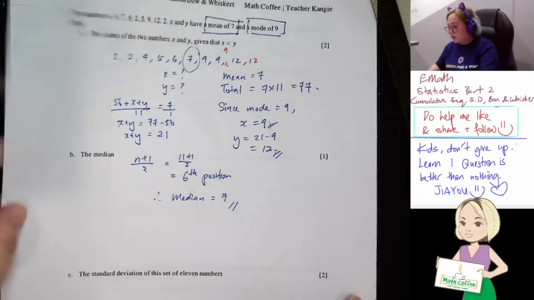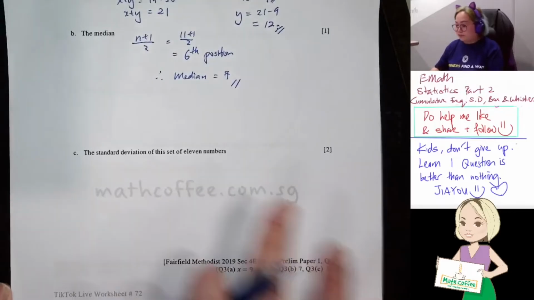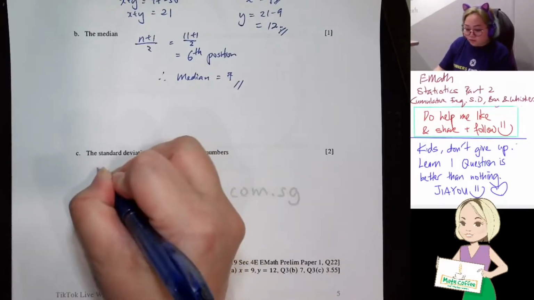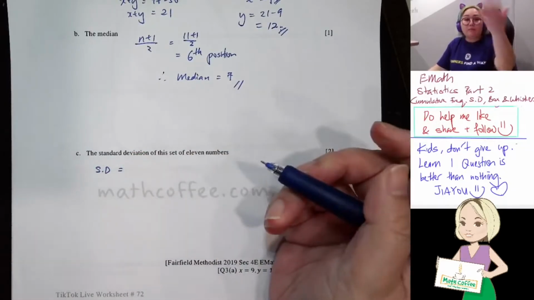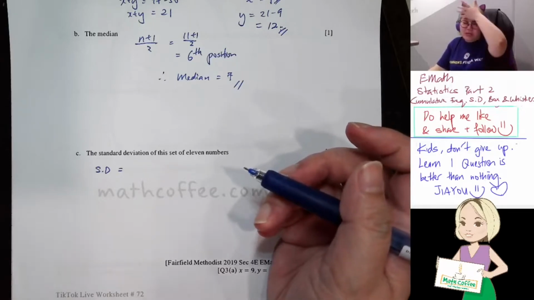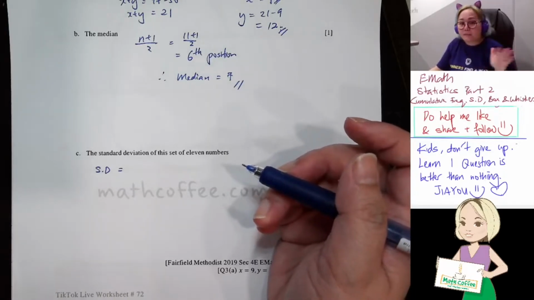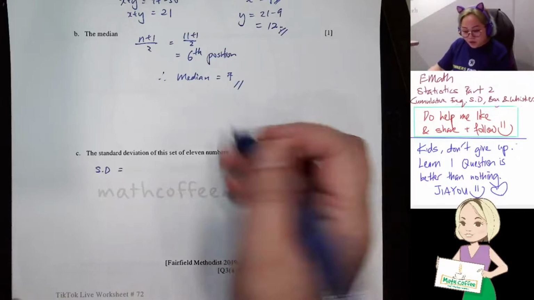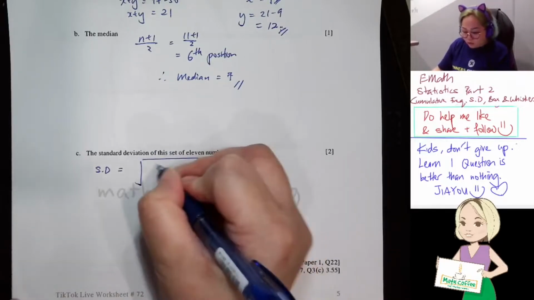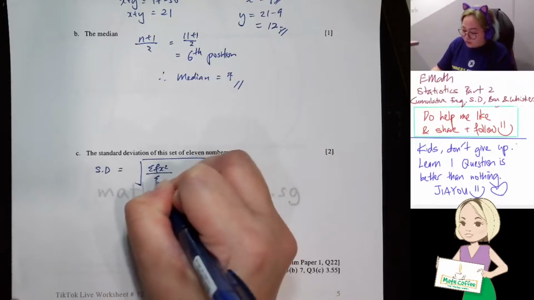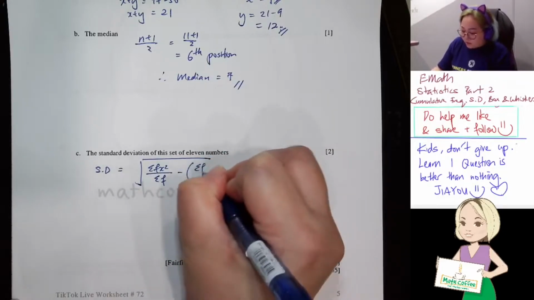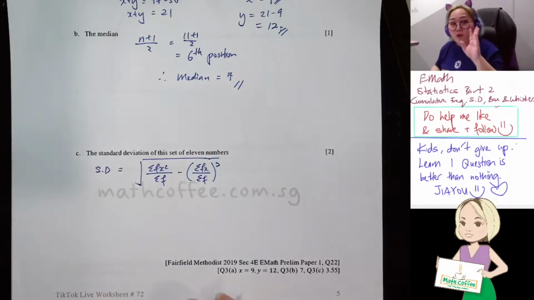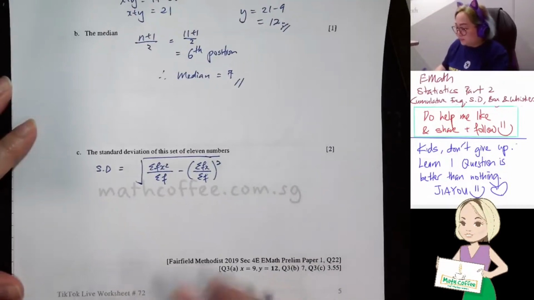Okay, next. This one is a tough one. Standard deviation. Okay, so standard deviation, I'm going to write out the formula. A lot of students use the calculator, key in the data, and then just click and find out what's the standard deviation. I'm going to use the manual method, because during the exam, the formula is given to us. So the standard deviation formula is square root of sum of fx squared over sum of f, minus sum of fx over sum of f, squared. So today I'm going to tell you how to use this formula. It's actually very easy.